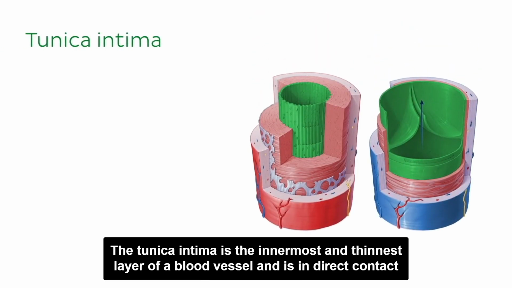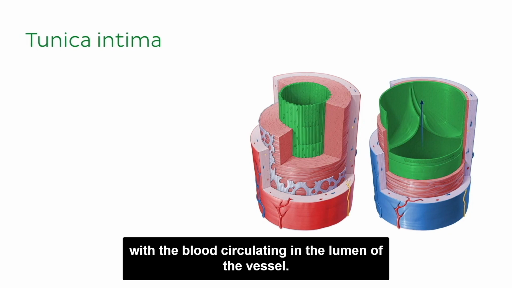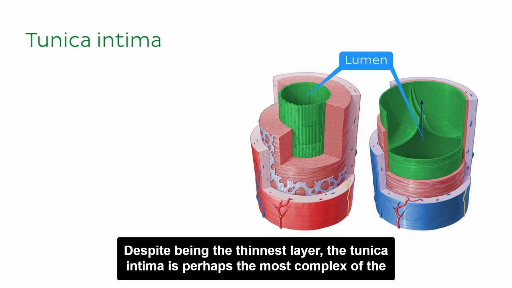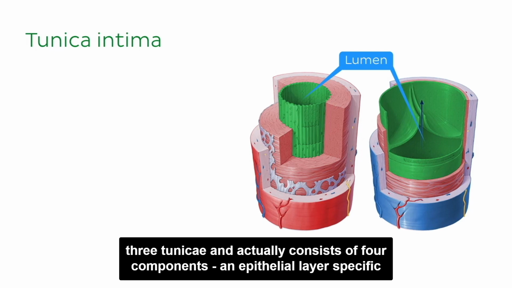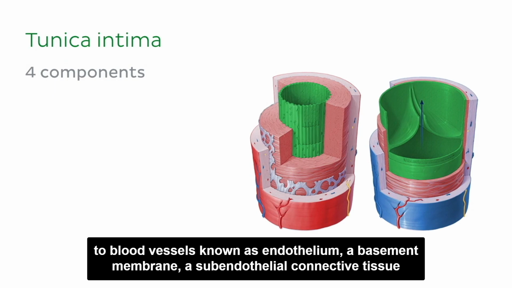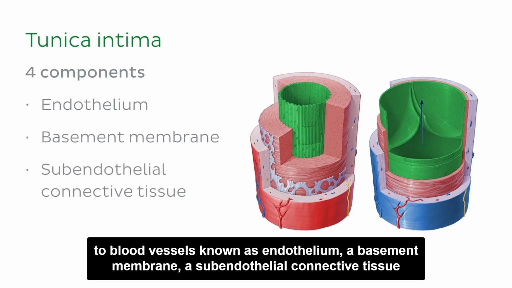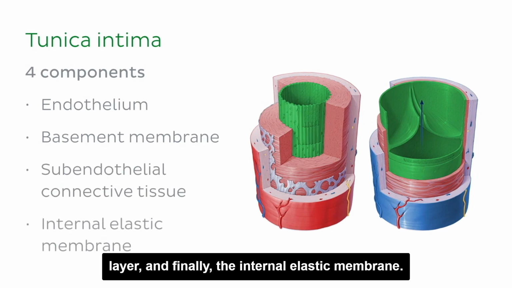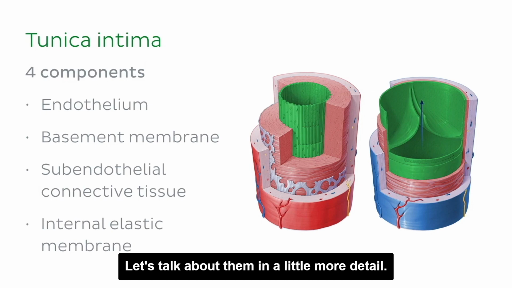The tunica intima is the innermost and thinnest layer of a blood vessel and is in direct contact with the blood circulating in the lumen of the vessel. Despite being the thinnest layer, the tunica intima is perhaps the most complex of the 3 tunicae and actually consists of 4 components: an epithelial layer, specific to blood vessels known as endothelium, a basement membrane, a subendothelial connective tissue layer, and finally, the internal elastic membrane. Let's talk about them in a little more detail.